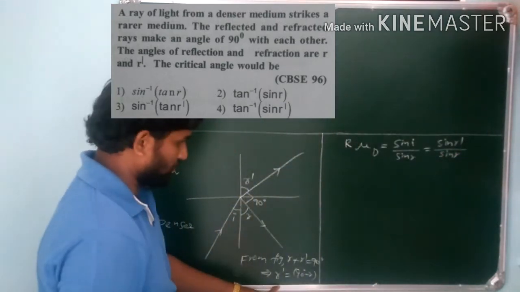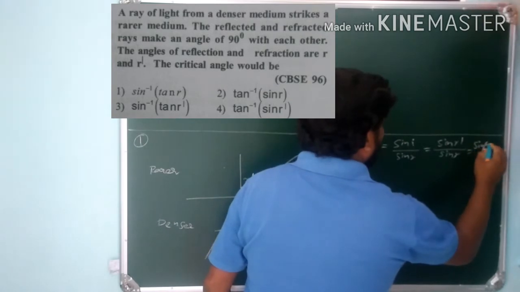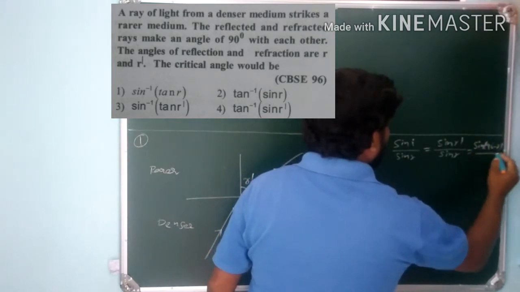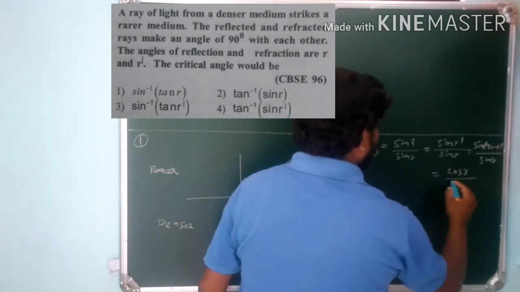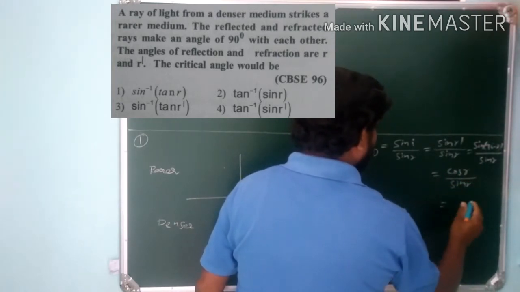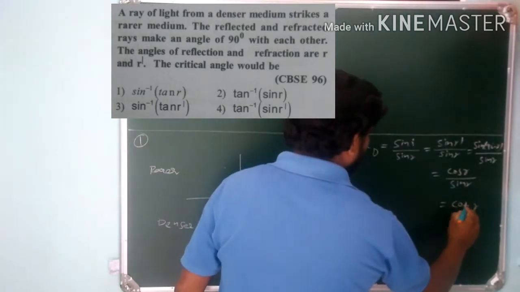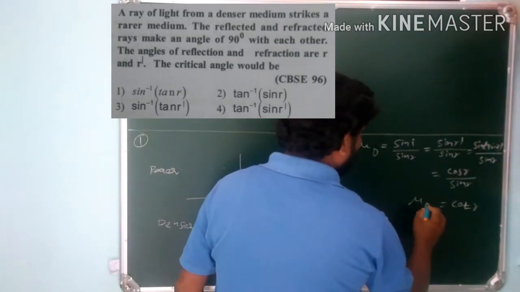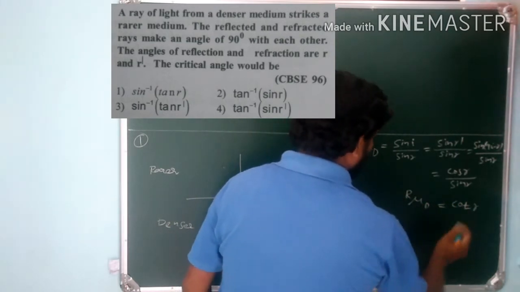From the figure, R dash is nothing but 90 minus R. That is equal to sin of (90 degrees minus R) by sin R. Sin (90 minus R) is cos R. Cos R by sin R gives cot R. Okay, therefore, mu of denser with respect to rarer is equal to cot R.